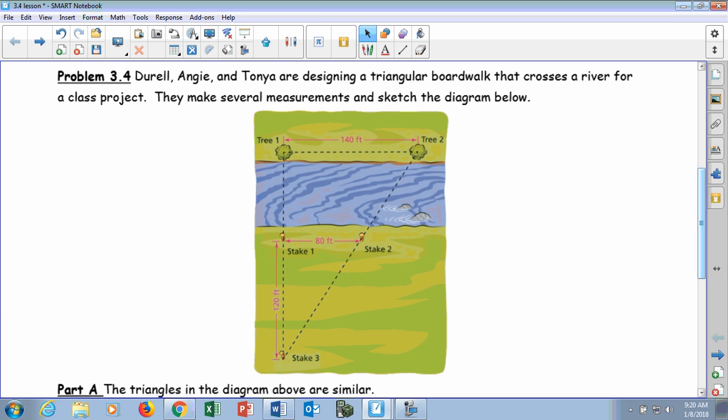So what I want you guys to work on this very first part with your teammates is parts A and B. It says the triangles in the diagram above are similar. So what is the scale factor from the smaller triangle to the larger? So we're going bigger, right? What is the distance across the river from stake 1 to tree 1? So where's stake 1 at? And tree 1 is up there, right? So basically, they want to know what this distance is right there.